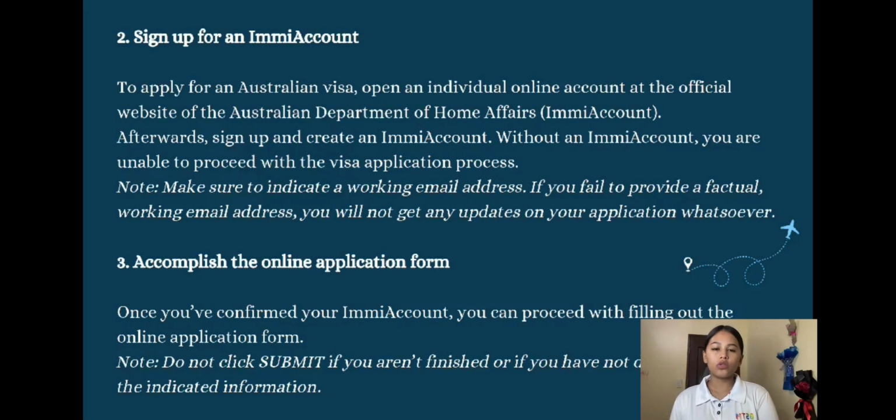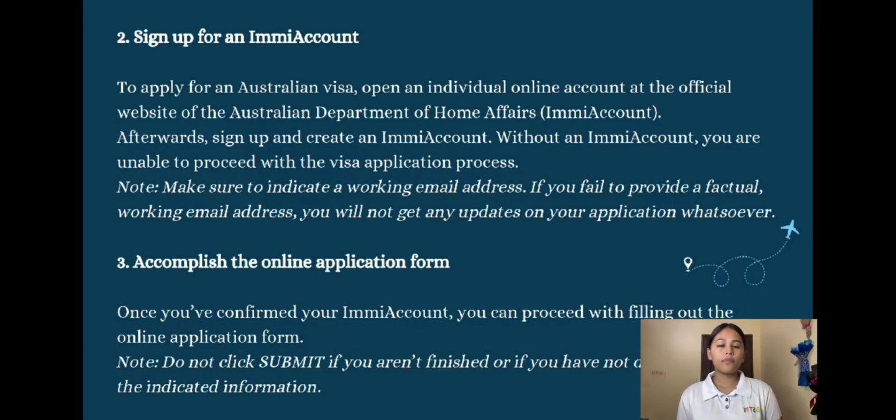An important note is that providing a valid and accessible email address is crucial. If an inaccurate or inactive email is provided, the applicant will not receive essential updates, which could hinder the application process. Step 3 is to complete the account registration. After entering all necessary information, applicants can proceed by submitting the registration form. Successful account creation will enable the applicant to log into their ImmiAccount and begin the visa application process.